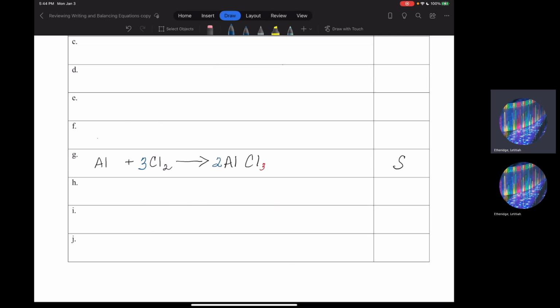And then the only thing I have left to balance, because right now I have 6 chlorine and 6 chlorine, are my aluminum. I'm going to put a 2 there, and guess what? We are balanced. So hopefully that was helpful.